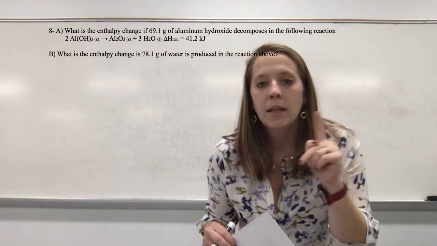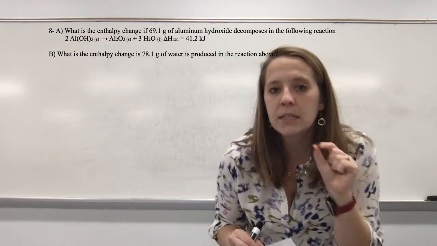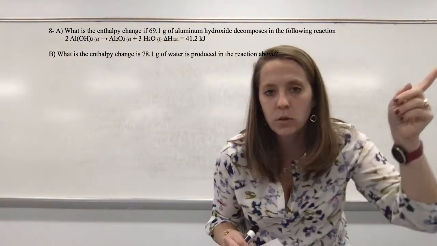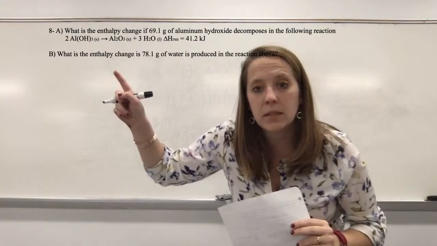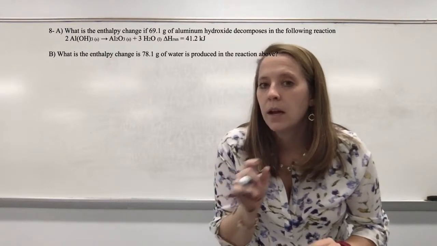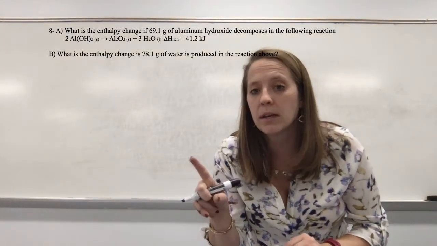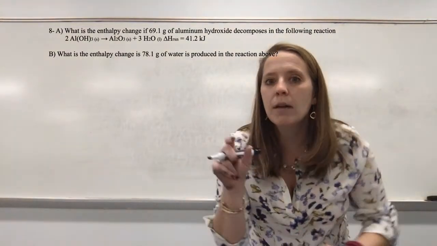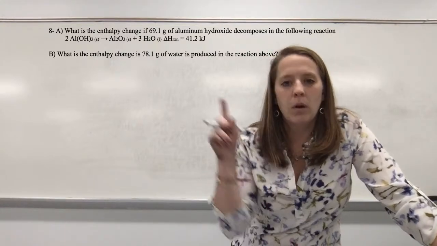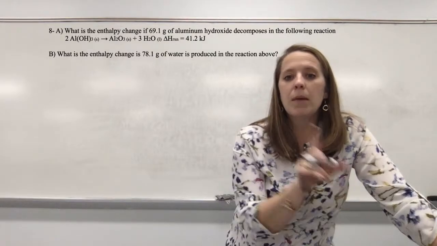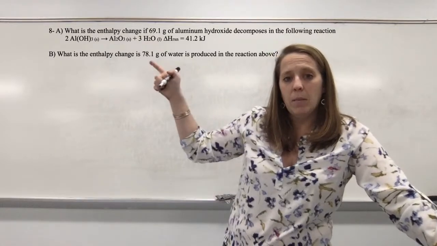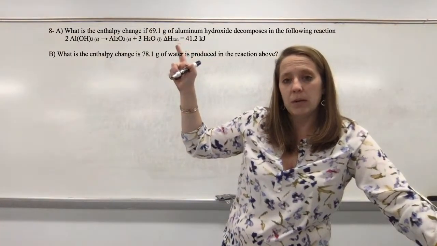So in this question, it says, what is the enthalpy change if 69.1 grams of aluminum hydroxide decomposes in the following reaction? So then we have a provided balanced chemical equation. In chapter 5, you should never actually be balancing an equation. You should be provided any equations that you need, like chemical reactions. Now, you might have to manipulate them, as you'll see this next week with Hess's law. But in this case, you're provided a balanced chemical equation and the delta H reaction.